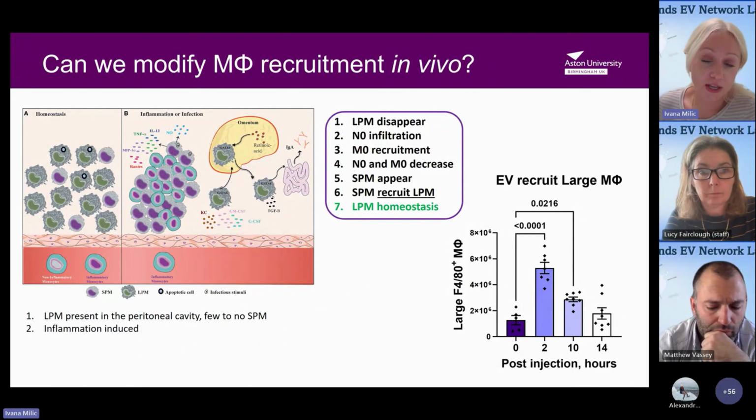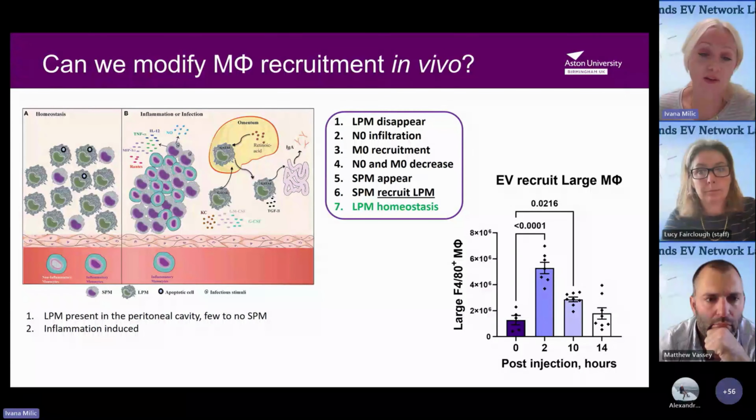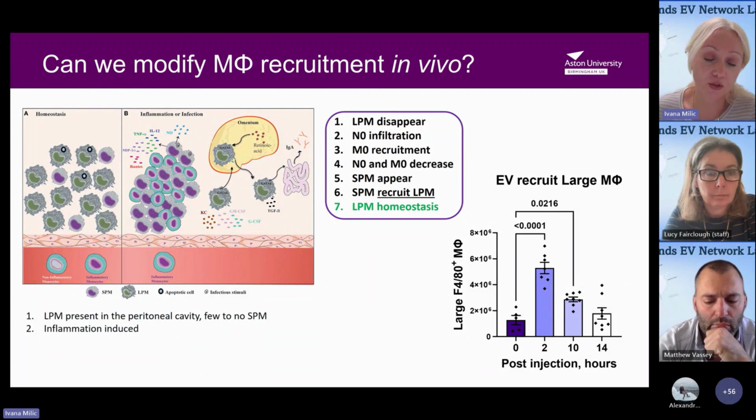When we injected our EVs into the peritoneal cavity of the control mouse, we observed that almost 2 hours post-injection, we have a large migration of the large macrophages to the peritoneal cavity, suggesting that EVs are more than capable of recruiting macrophages in vivo.